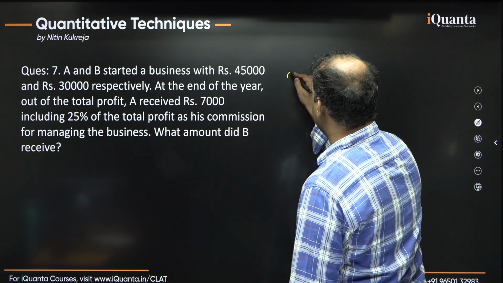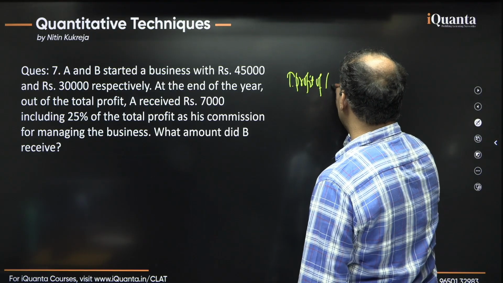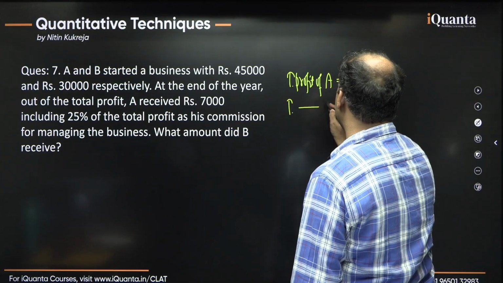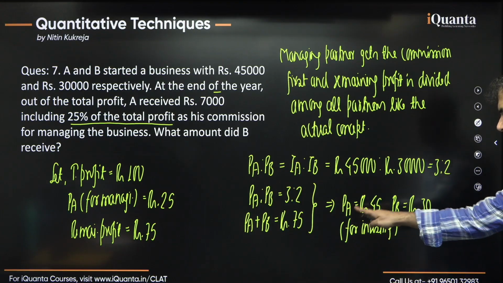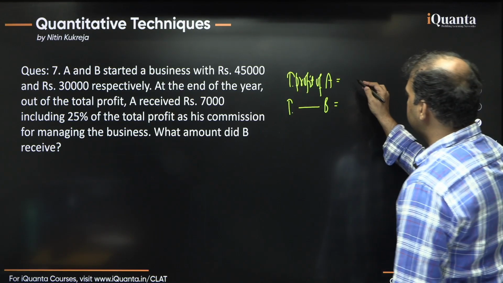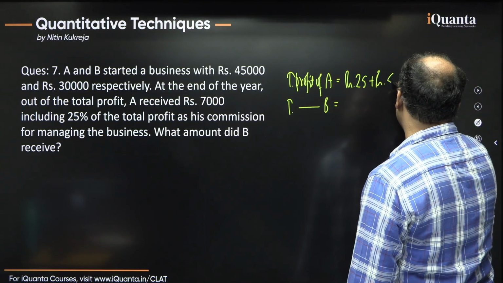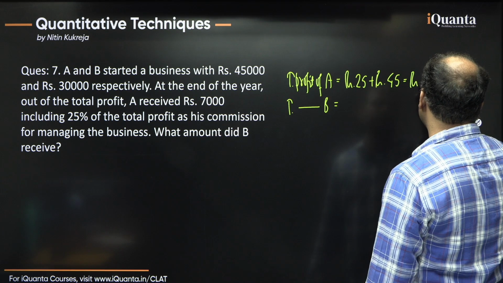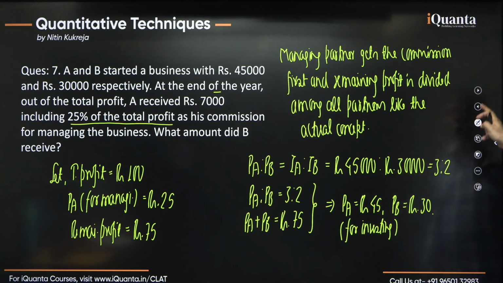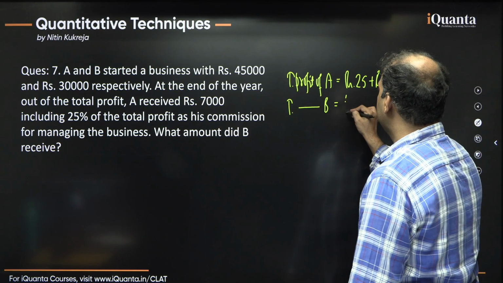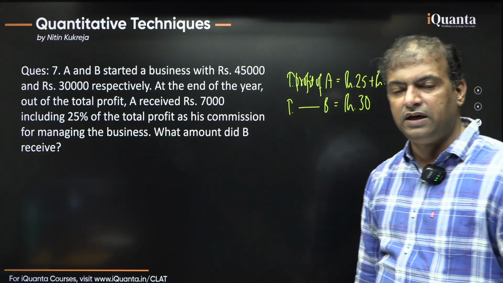The total profit of Mr. A and of Mr. B. Let's discuss this one by one. The total profit of A: remember, because of managing, 25, because of investment, 45. So we shall say rupees 25 plus rupees 45, which must be rupees 70. And what about Mr. B? Mr. B makes only 30 rupees, that too for investing. So Mr. A makes 70 profit and Mr. B makes 30 profit.